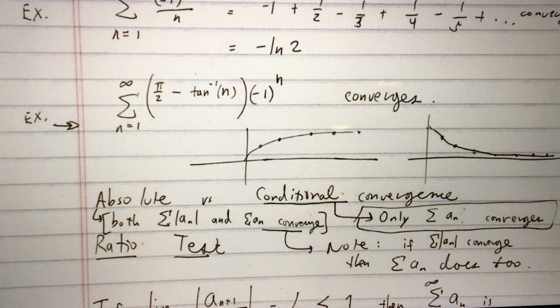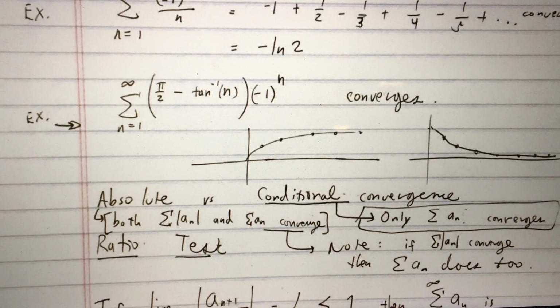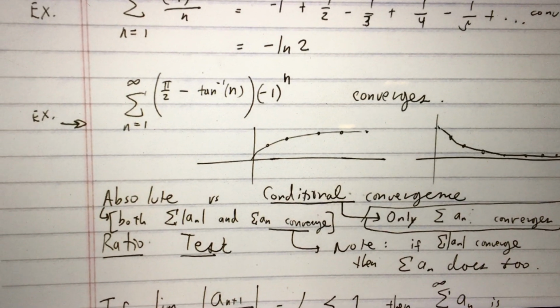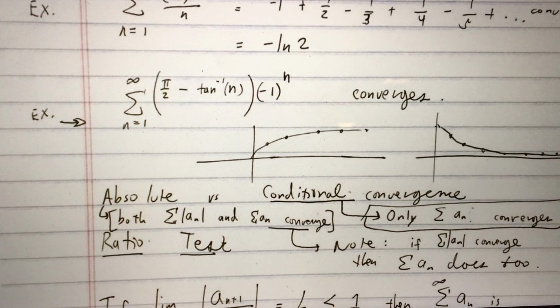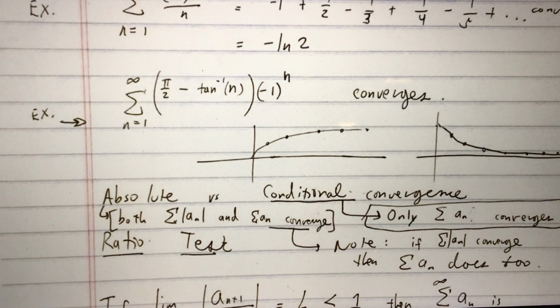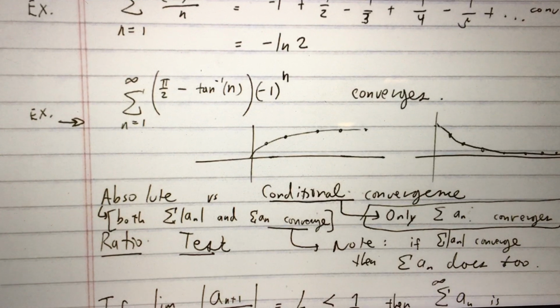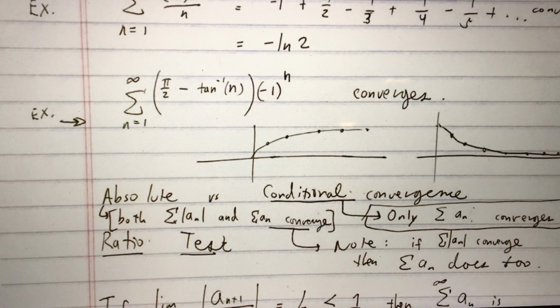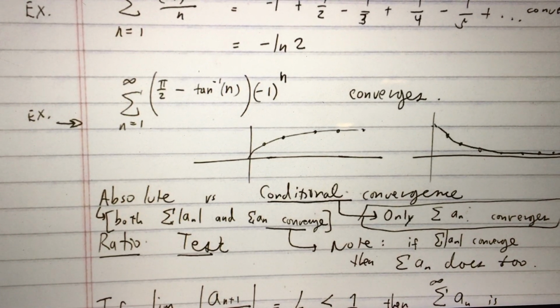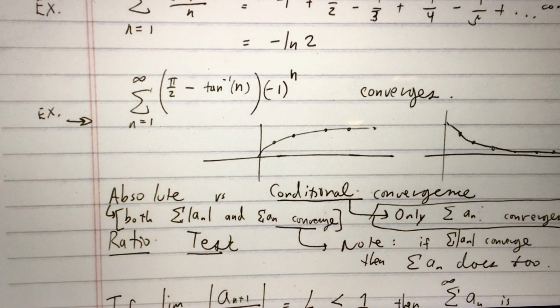It's the summation of a sub n converges, but not the absolute value of a sub n. Absolute convergence is when the summation of a sub n and the summation of the absolute value of a sub n both converge. So we're going to need to see some examples of those. I'll do that on the board. Next up, ratio test.